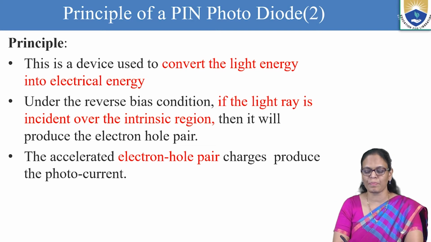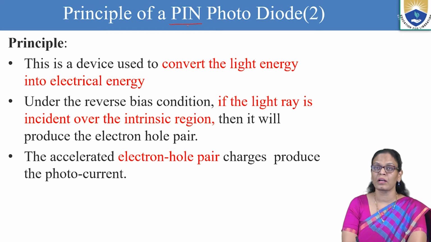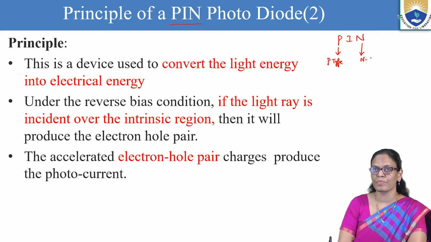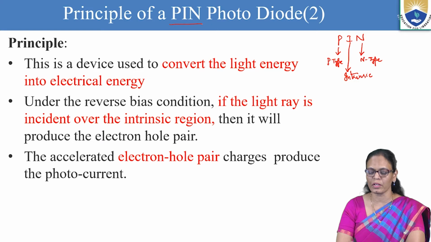So first we will see the principle of pin photodiode. So here when I say pin, in pin, P stands for p-type material, N stands for n-type material, and I is intrinsic. That is why we call it as a pin diode or a pin photodiode. So a pin photodiode is nothing but a photodiode, but in the construction and the working there is a slight difference from photodiode that we are going to understand now.